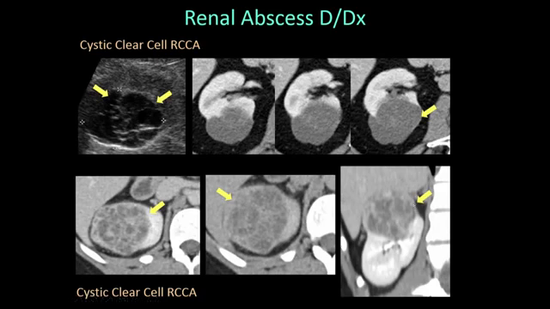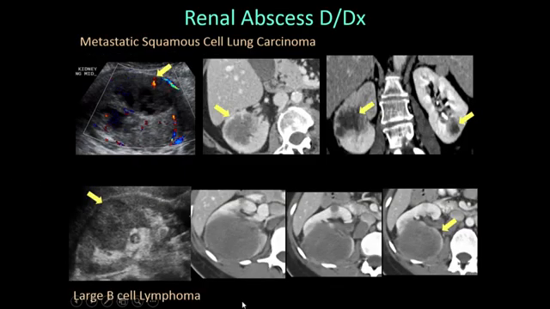There is a differential also in renal abscess, especially if the patient is not that sick. Obviously, cystic renal cell carcinoma can mimic a renal abscess, and sometimes you have to treat the patient with antibiotics and do follow-up imaging in those patients. But you can see how a cystic renal cell carcinoma can mimic a renal abscess.